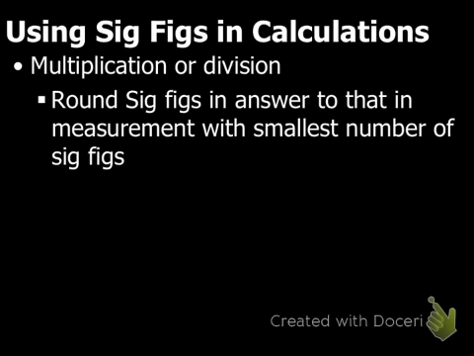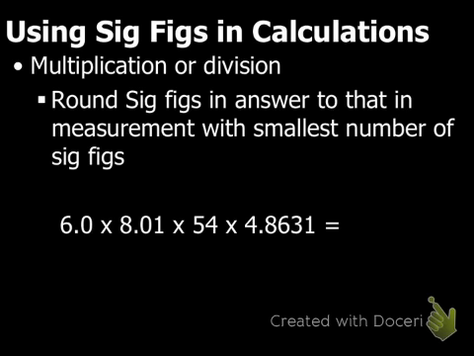using sig figs always answers the question of what do I round to. So when you end up with a number on your calculator after you've multiplied a whole bunch of stuff, you always ask, what do I round to? How many decimal places do I leave? Using sig figs answers that question. So if you're multiplying or dividing, you're going to round the sig figs in your answer to that in the measurement with the smallest number of sig figs. So basically you're rounding to the smallest number of sig figs.